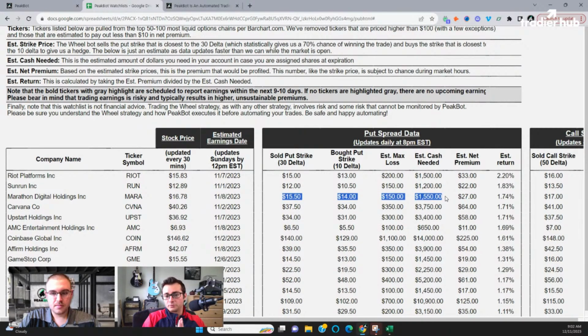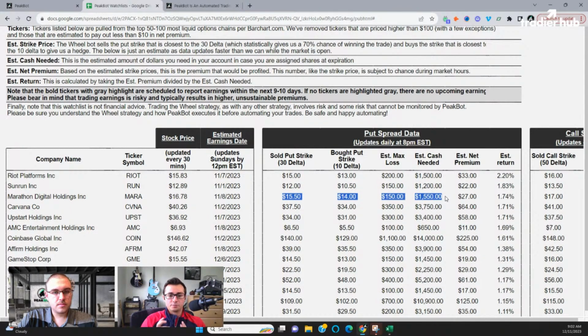So you could theoretically trade, in this case, Dillon's got Marathon highlighted, 10 Marathons inside of the estimated cash needed with $1,500. But that would just mean if you did get assigned, you would need that 15.50 times 10 in order to actually buy the shares. So the margin impact to your brokerage account will not match what the estimated cash needed is here.